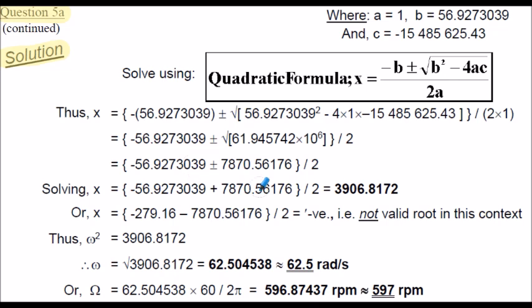Question 5a, solution continued. And of course, as always, when solving for a quadratic equation, there will be two solutions. And then noting the value of x is actually omega squared, we can find the angular velocity in terms of radians per second. And I've also stated the angular velocity in terms of RPM, approximately 597 RPM. So that's a full worked solution for question 5a.